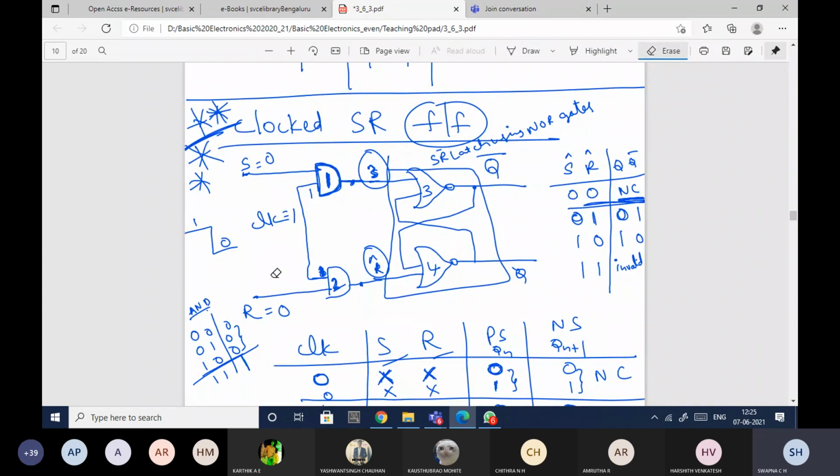Clock value is 1, S value is 0, R value is 1. So 0 1, the output of the first AND gate is 0. 1 1, the output of the second AND gate is 1. So if you observe, S cap is 0 and R cap is 1. So the next state is 0 1.